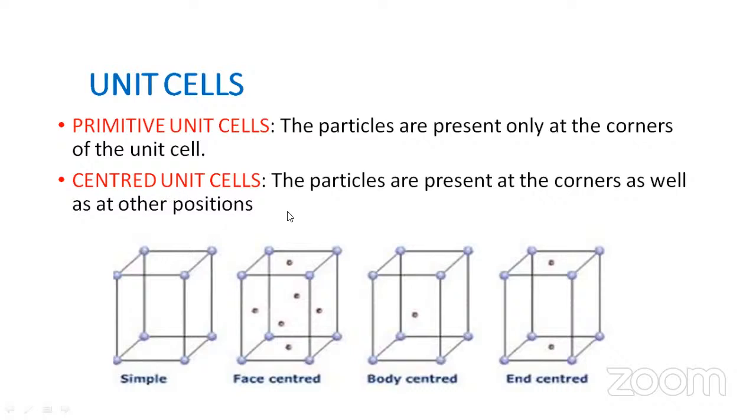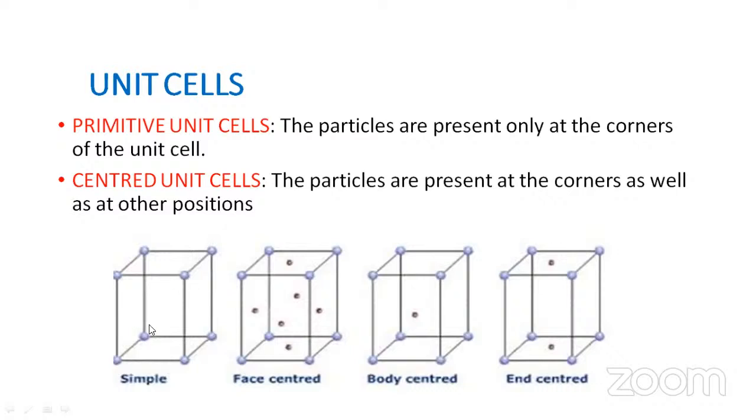Coming to the centered unit cell, the particles are present at the corners, as well as other positions. The name itself, face means how many faces are there? There are 6 faces. Everyone knows face-centered. So how many centered unit cells are there? First one is the face-centered unit cell, then the body-centered unit cell, and the end-centered unit cell.